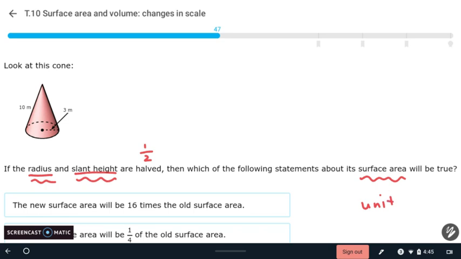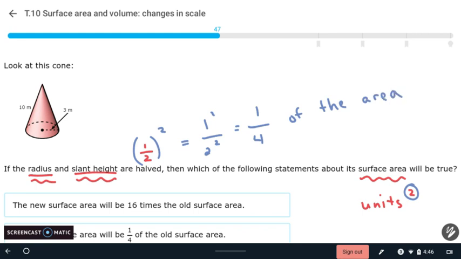Since it's both of them, you can look at it and say, hey, surface area is units squared. And so because it's squared, we can come over here and square this. Remember, if you're squaring a fraction, you can square the numerator and denominator separately. So 1 squared, or 1 times 1, is still 1. 2 squared is 4. And so it would be 1/4 of the size, or sometimes you might see it written like 1/4 of the area, or it could say 4 times smaller.